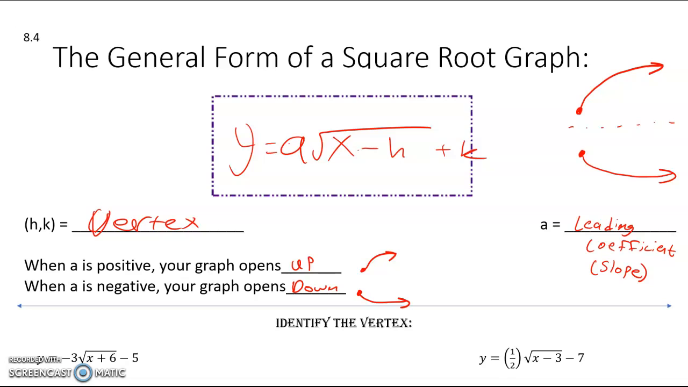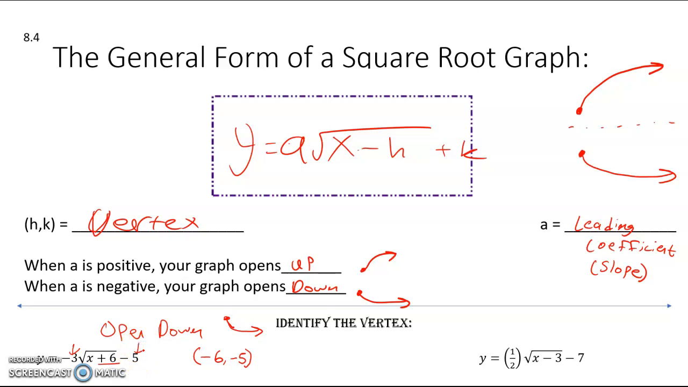So down here, let's identify the vertex, and whether or not it opens up or down. So this one right here. First of all, I know that this is going to open down because I got this negative right here. So I know it's got to be something that looks like this. If I look at my vertex, positive 6 inside, negative 5 on the outside. That means I'm going to have negative 6 inside, negative 5 for this. Because again, the first number inside the square root, opposite the sign. The second number is on the outside of the square root, same sign. This changes, this stays the same.